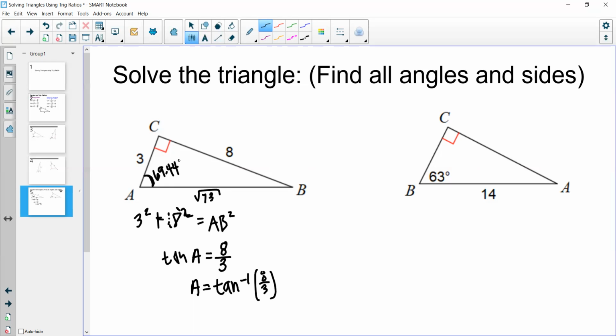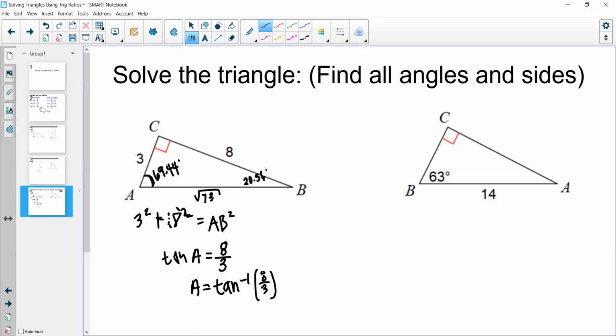that we know that all of the angles inside of a triangle add up to 180. So we can say that 69.44 plus 90, and then subtract that from 180, and we end up getting that this other angle here is going to be 20.56 degrees. Awesome. So we've now solved that triangle. We figured out what all the angles are and all of the sides.